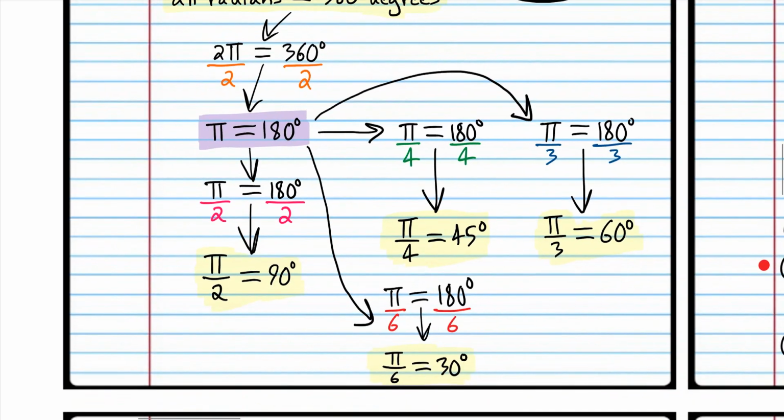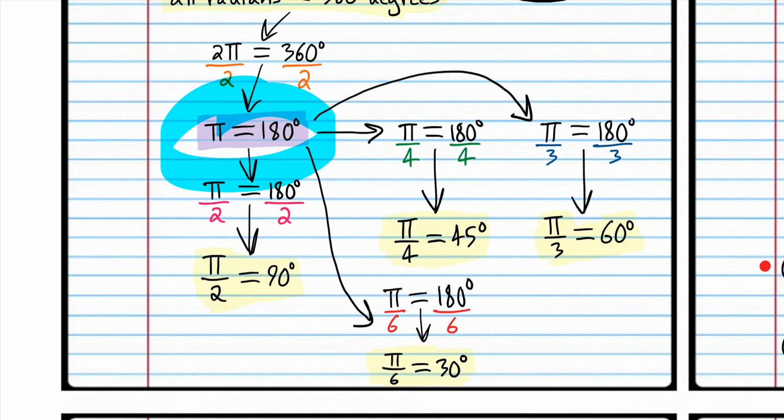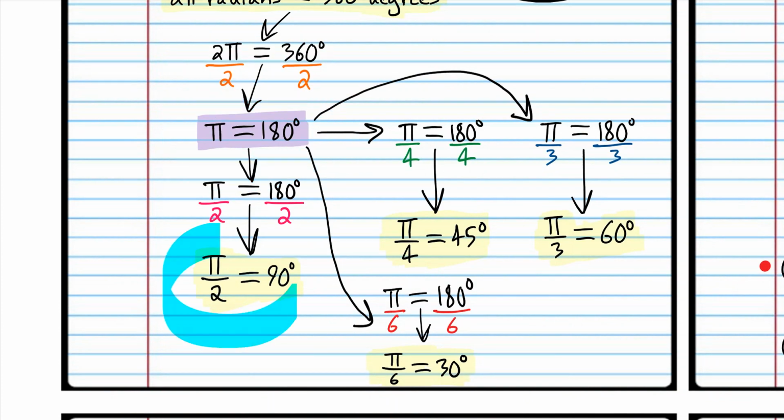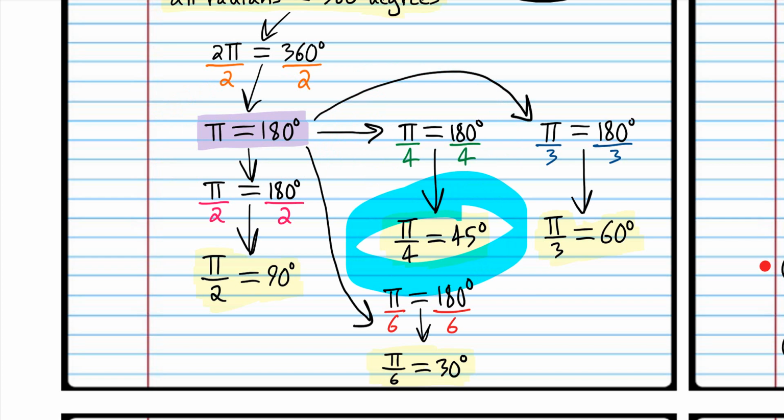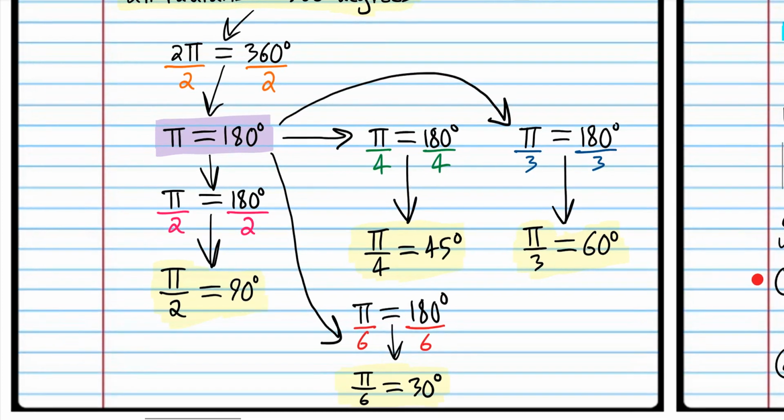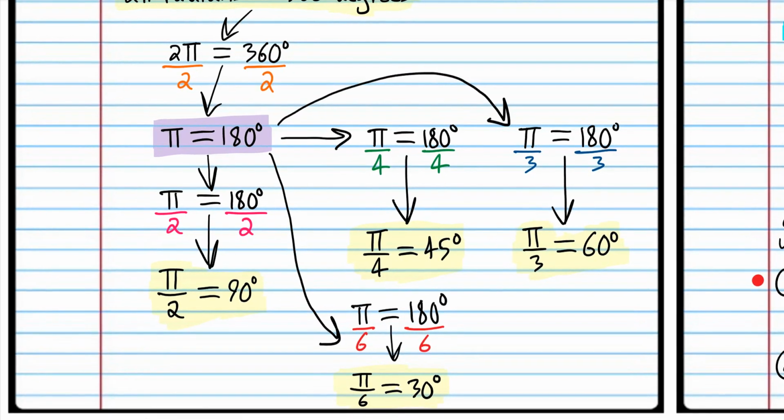And if you divide both sides of this purple equation by 2, then you see that pi over 2 is 90 degrees. And if you divide both sides of the purple equation by 4, you see that pi over 4 is 45 degrees, and this just gives you an idea of the most common angle measures that you're going to see in radian units.